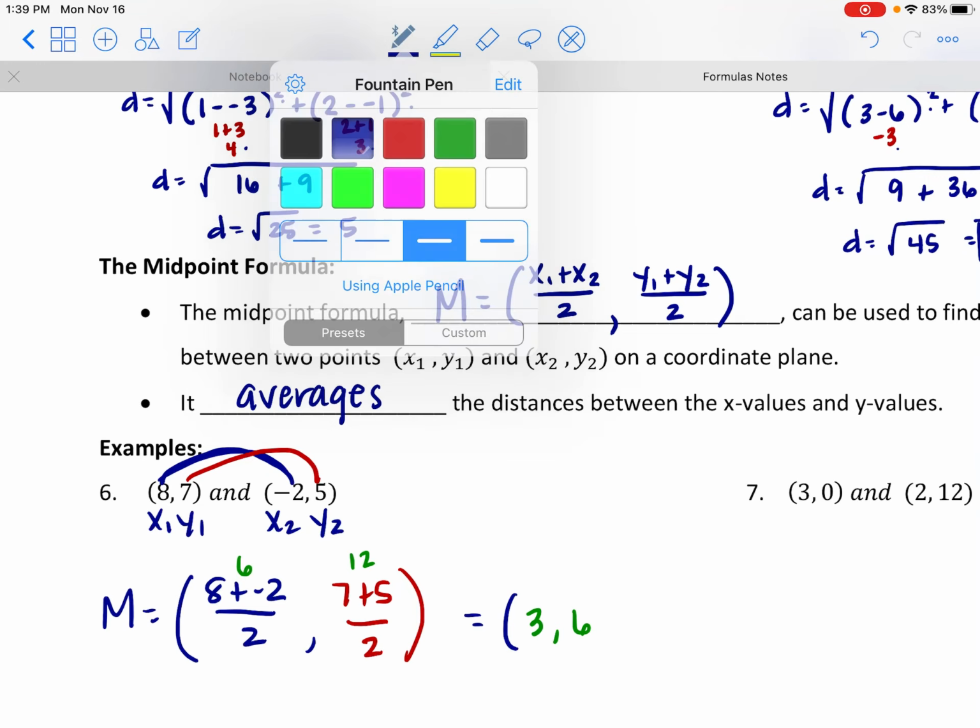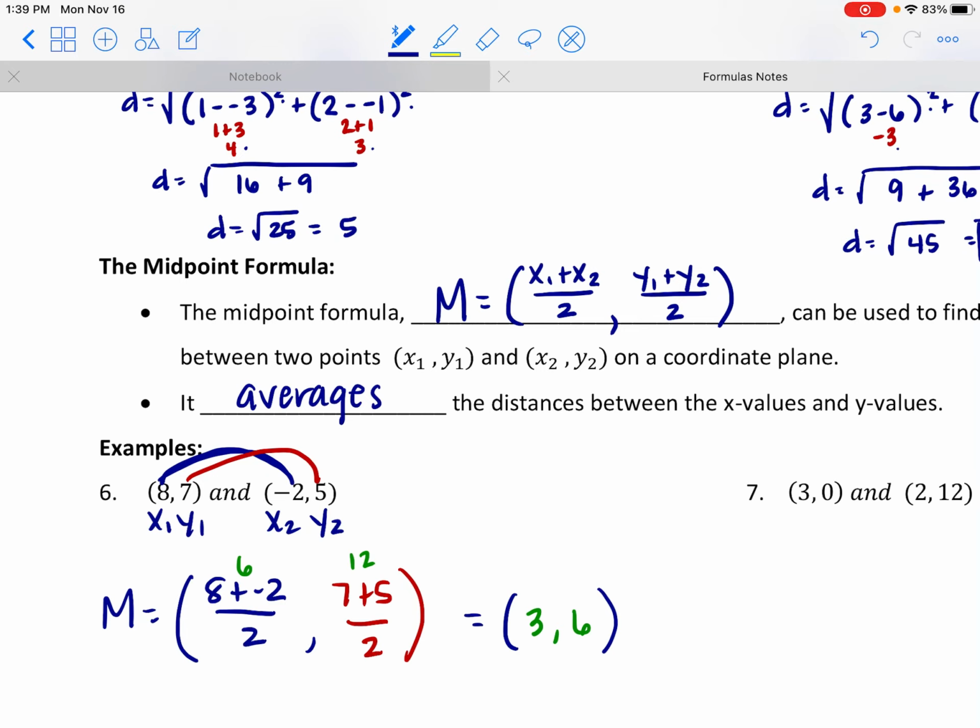Okay, so think about what's happening here. We're asking what is in the middle of 7 and 5. What's in the middle of 7 and 5? 6, right? Okay, which is like when we found the median, right? Remember, the median is the middle of a list.